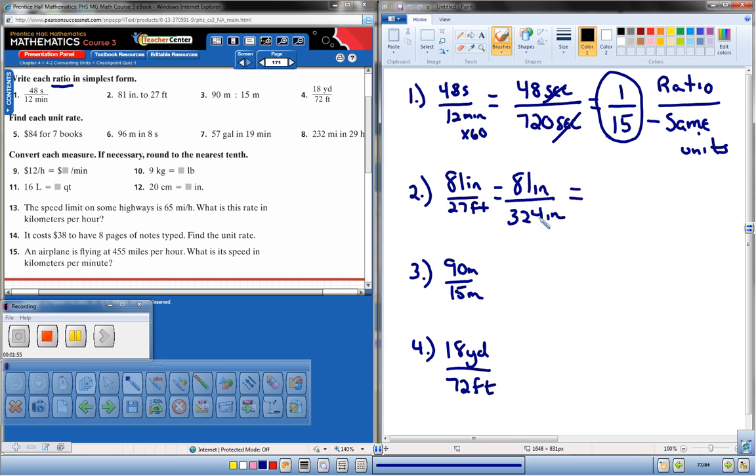So 81 and 324, the greatest common factor is 81. And when we reduce that to simplest form, you are going to get 1/4 there. And again, the inches are gone. A lot of people had 3 as an answer. You cannot make it a ratio until the units are the same.